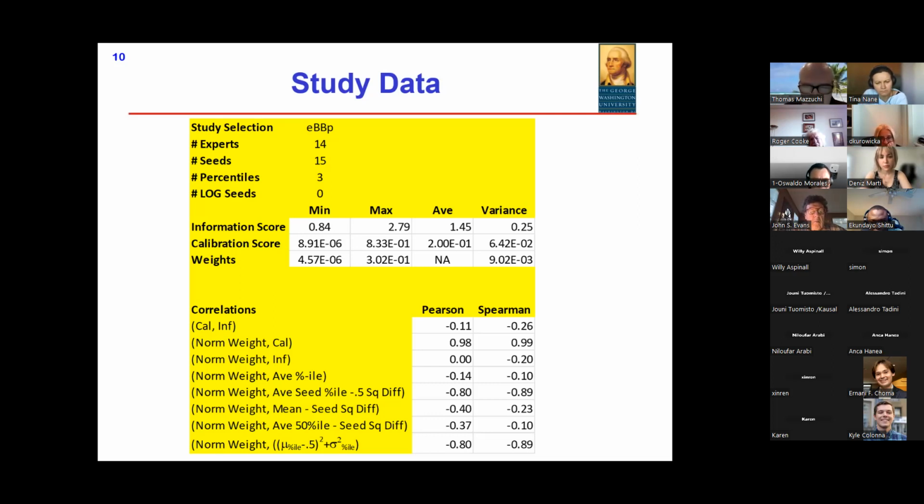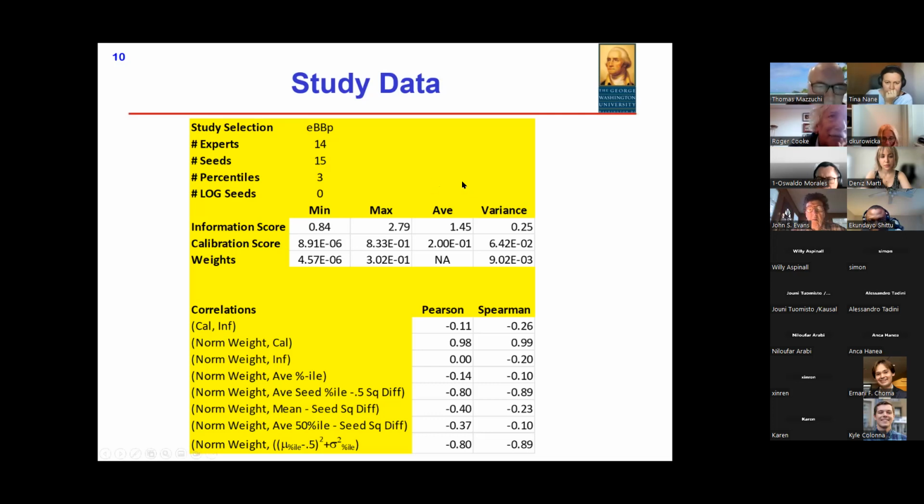At one time, we were trying to look at correlation effects. So I looked at correlations among some of our metrics as they correlate with the normalized weights. I also looked at calibration and information correlation, which we know is kind of negative. But I also looked at how some of these things, like calibration, correlate with the normalized weights. How does the average percentile for the experts correlate with normalized weights, to see if there was anything that would give us a clue as to how good an expert might do.